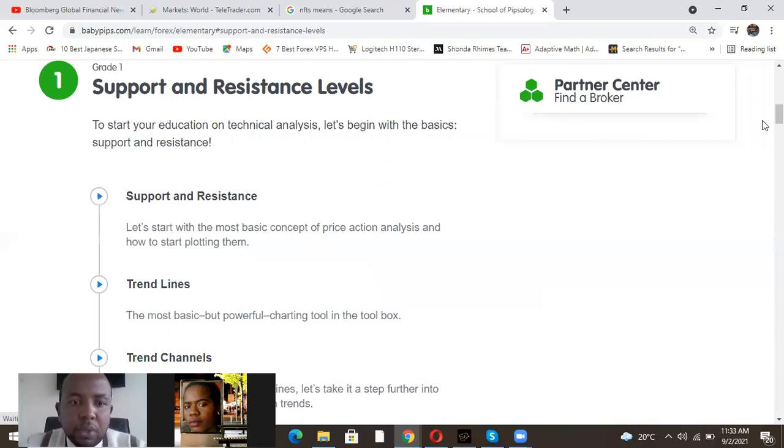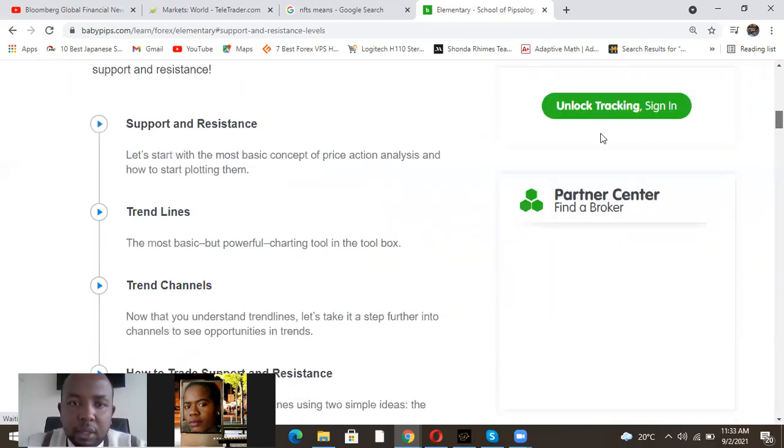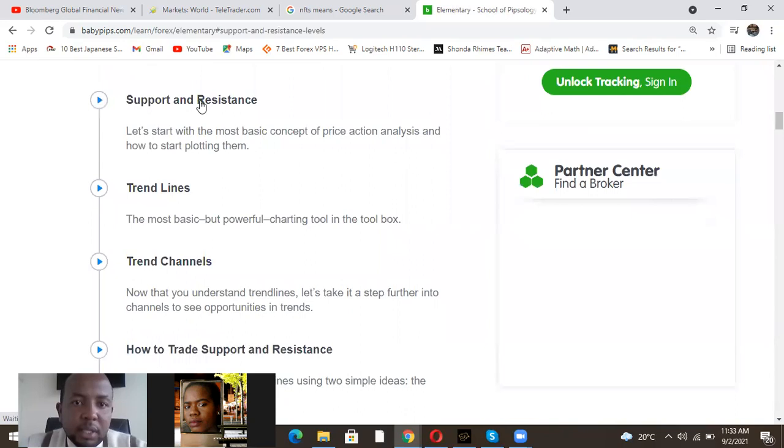So here, this is support and resistance. Under support and resistance, there isn't much. It's all about price action. So let me close some of this.